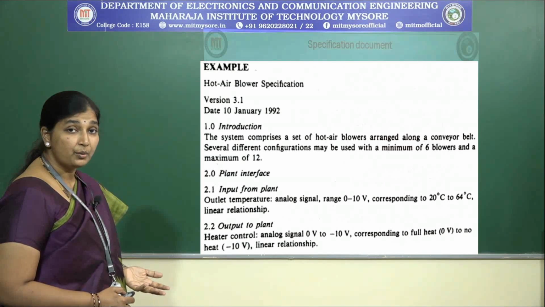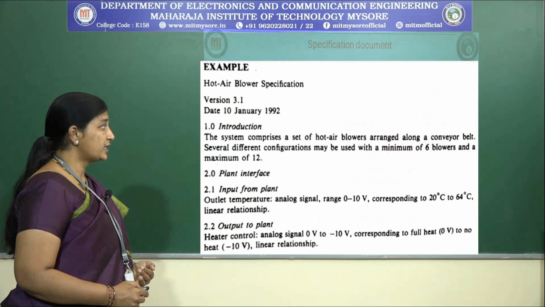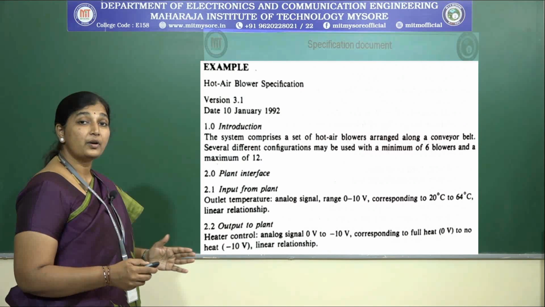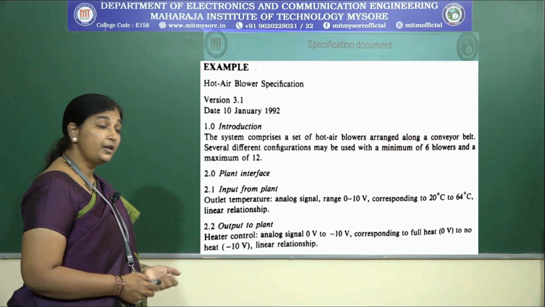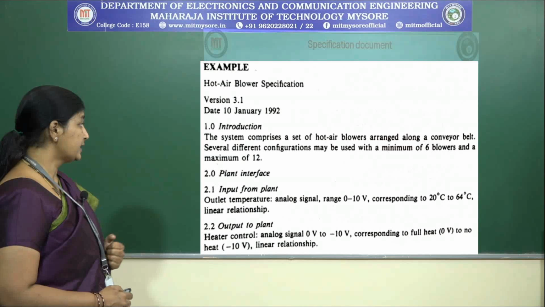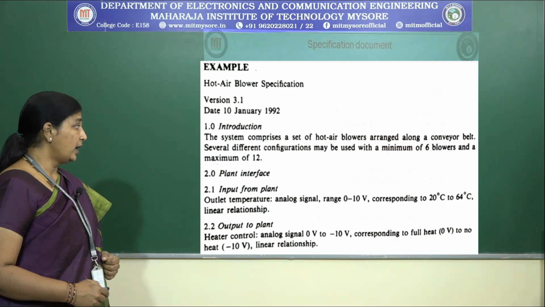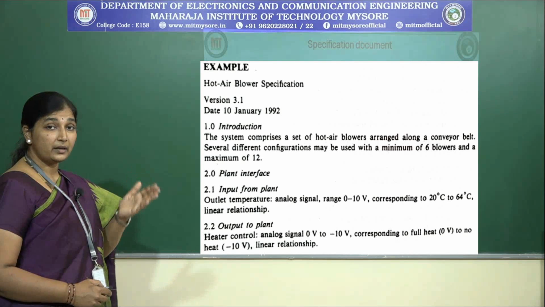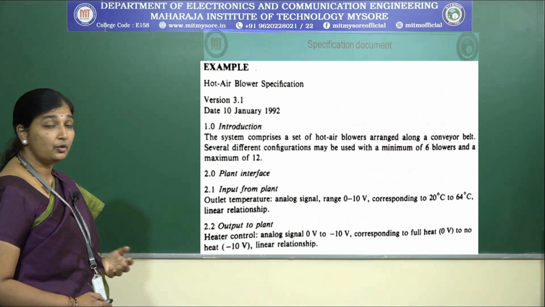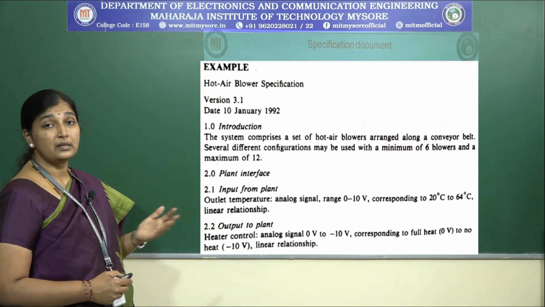How many blowers do you want? Several different configurations may be used, with a minimum of 6 blowers and a maximum of 12. Here you are giving the specification: what are you looking for, 6 or a maximum of 12? Then, what kind of plant interfacing can you accommodate? The second is the input from the plant, the outlet temperature, an analog signal which can range between 0 to 10 volts, corresponding to a temperature of about 20 degrees Celsius to about 64 degrees Celsius, whether you want it in a linear operation.